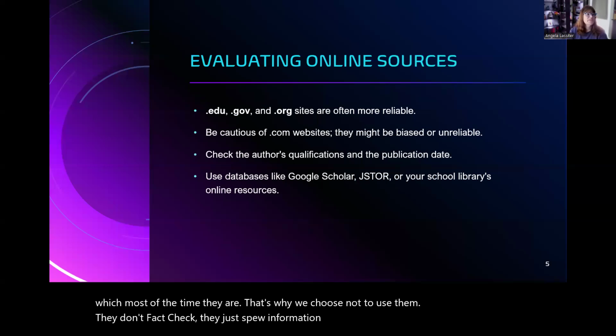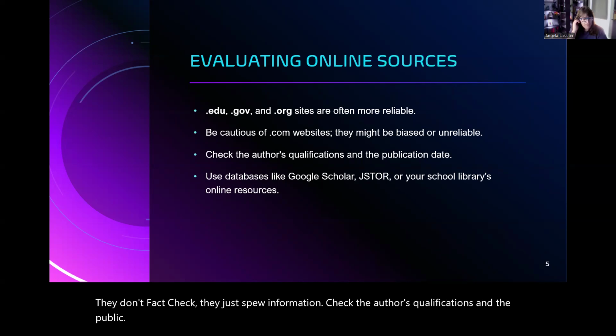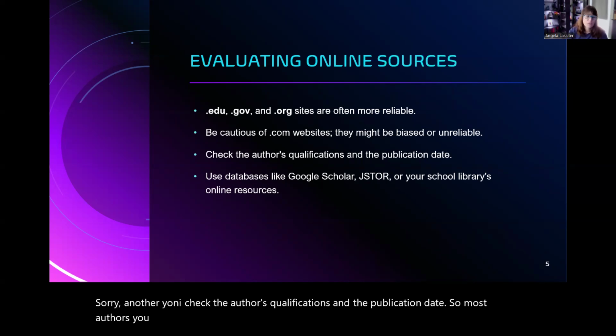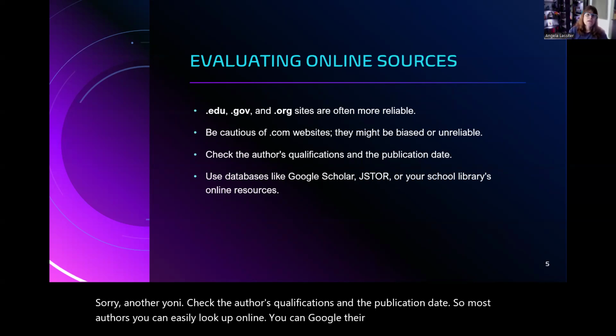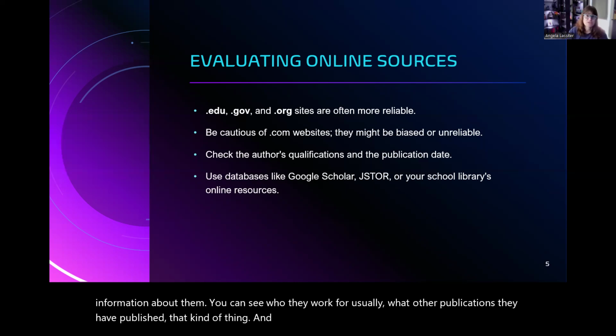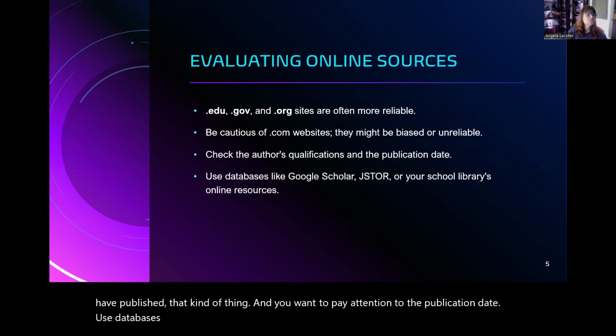Check the author's qualifications and the publication date. So most authors, you can easily look up online. You can Google their name and come up with information about them. You can see who they work for. Usually what other publications they have published, that kind of thing, and you want to pay attention to the publication dates. Use databases like Google Scholar, JSTOR, or your school's library online resources.